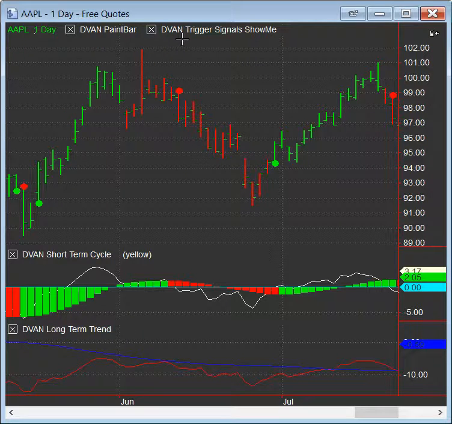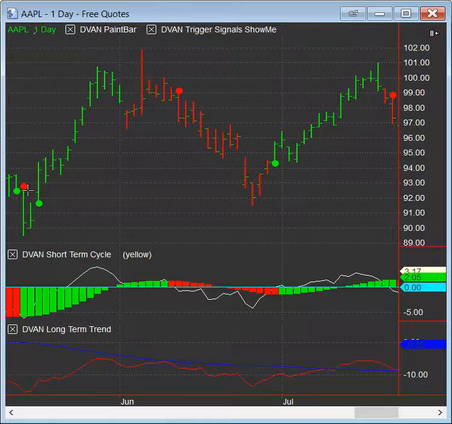You can also see DVAN trigger signal show me. As I mentioned before, these are the green and red dots that are plotting potential entry points to the long and short side in the security. Important to note with trigger signals, it's a velocity-based indicator, so it's very sensitive. You want to make sure DVAN Paintbar is agreeing with that potential entry point.